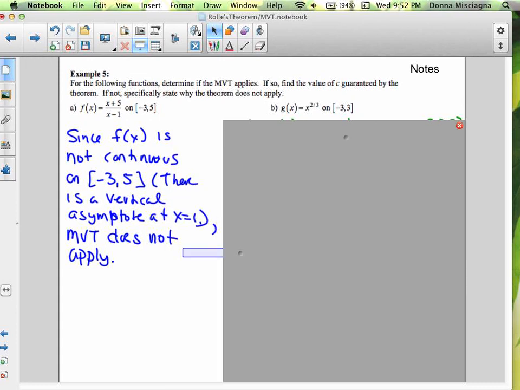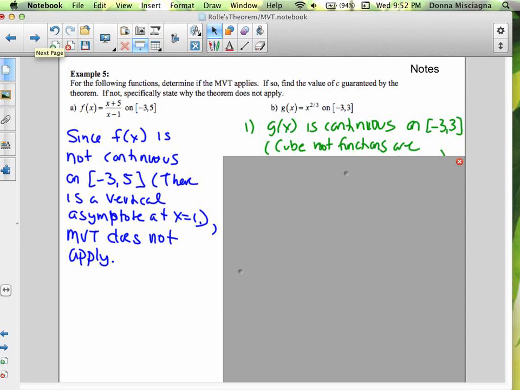1's in the interval. So since f of x is not continuous on negative 3, 5, there's a vertical asymptote at x equals 1. Mean value theorem does not apply. You have to meet the requirements. Got to be continuous and differentiable. First one's not continuous. Do you see the problem with the second one?